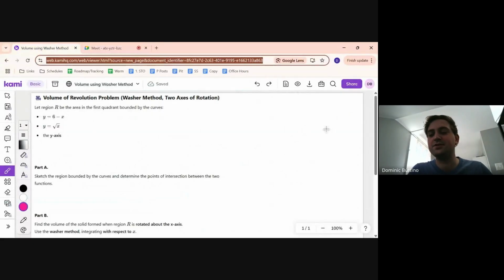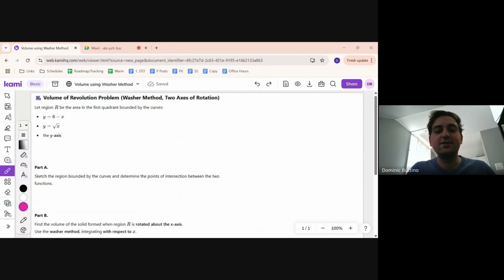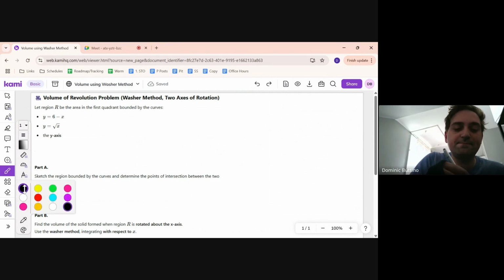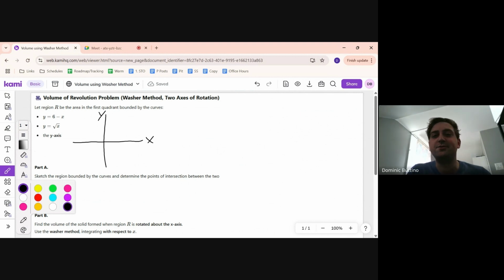All right, so the question says, let region R be the area in the first quadrant bounded by these curves. Okay, so first quadrant, that means both x and y will be positive. So y equals 6 minus x. Let's take a look at that one. It's always good to draw a little sketch, even if you're not asked to, so that you know what you're talking about here.